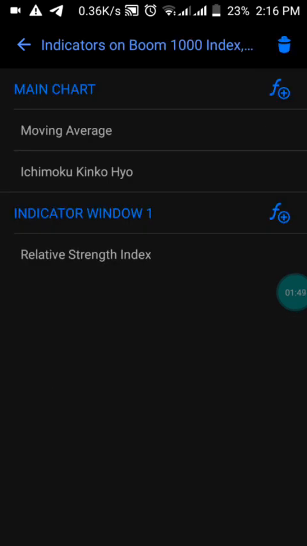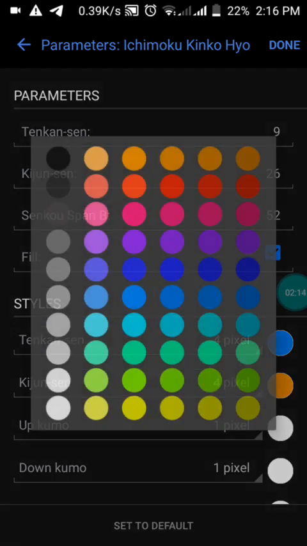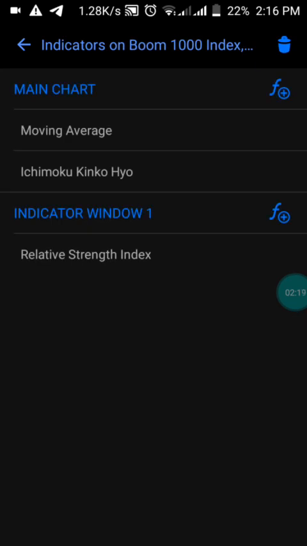Then, let's move to the Ichimoku. We have the Ichimoku, we have the 9, we have the 26, and we have the 52. So you have to click on the fill, and this is how the style is. You can choose any color of your choice. You see, I have white here in the upper and down this because I have it as my background. So if you are using a black background, make use of black color. You press on done. Then we have the relative strength index in our window 1.